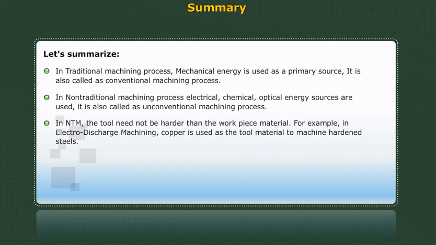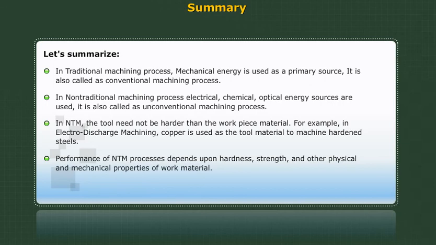In NTM, the tool need not be harder than the workpiece material. For example, in electrode discharge machining, copper is used as the tool material to machine hardened steels. Performance of NTM processes depends upon hardness, strength, and other physical and mechanical properties of the work material.